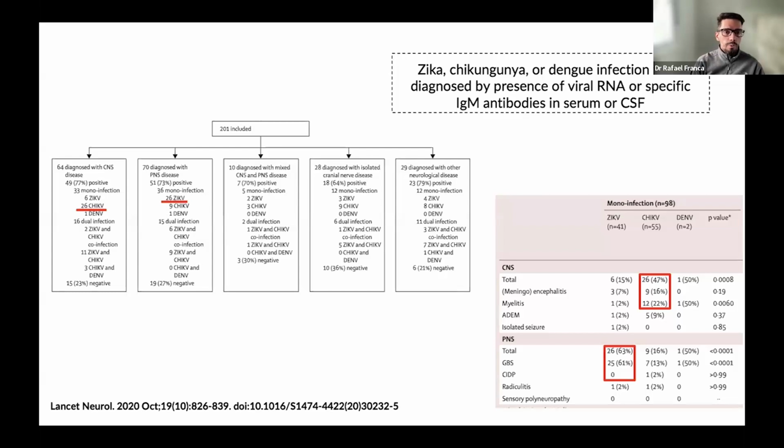Zika, chikungunya, and dengue infections are usually diagnosed by the presence of viral RNA or specific IgM antibodies in the serum or CSF, and this indicates an acute infection. Of course, IgG can be used to track past exposure, but usually in the central laboratories, samples are forwarded for diagnosis of arboviral infection, usually using real-time RT-PCR or serological tests that search for IgM. Next slide, please.